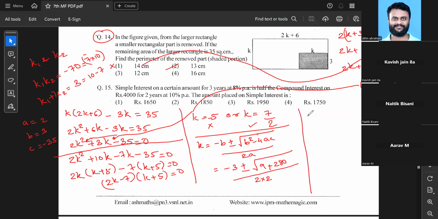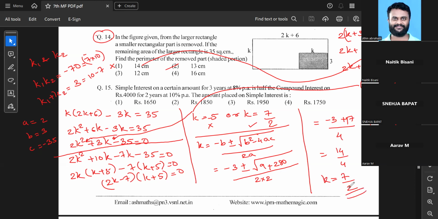One root will be minus 3 plus 17 upon 4, and the other root will be minus 3 minus 17 upon 4. This is a negative value, so you can ignore that and go for the positive value. The denominator is 2a, and a's value is 2, so it is 4. Minus 3 plus 17 is 14, so 14 by 4 is 7 by 2. You can ignore the other because it's a negative value.